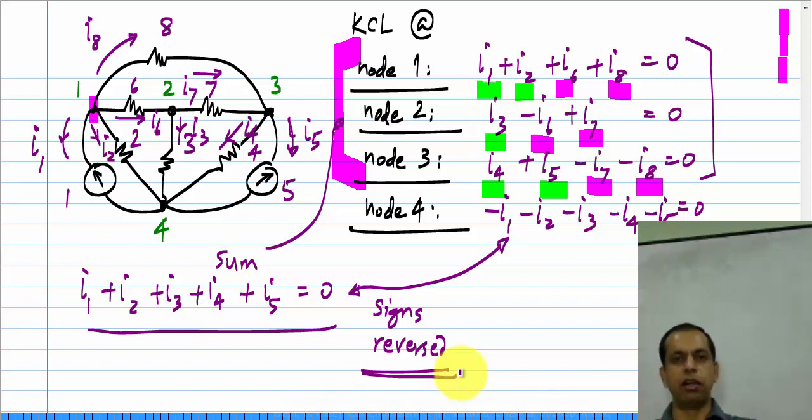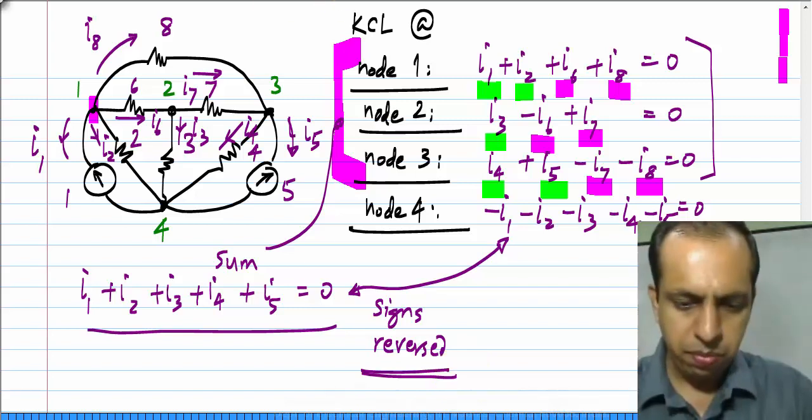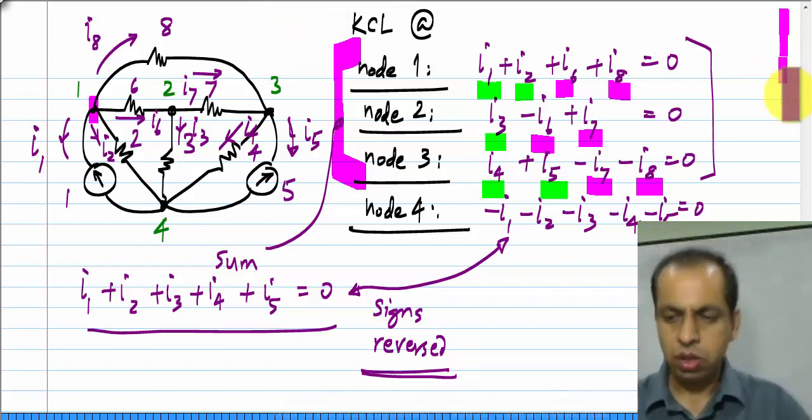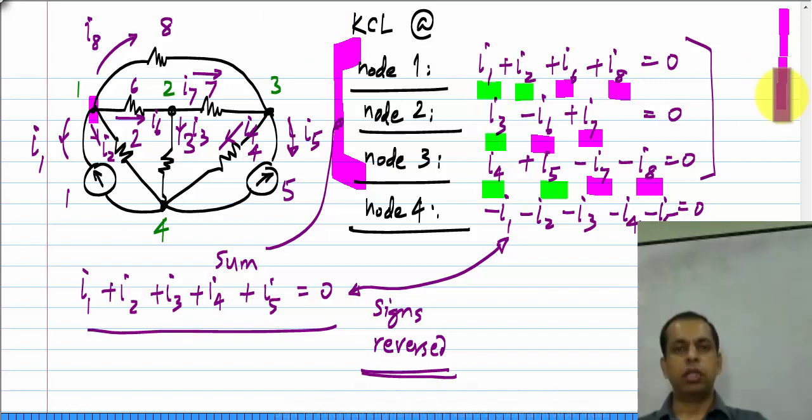So, in general, in a circuit with n nodes, we will have only n minus 1 independent Kirchhoff's current law equations. Now, this is not a property of this particular circuit, but true for all circuits. I will quickly show why that is the case.